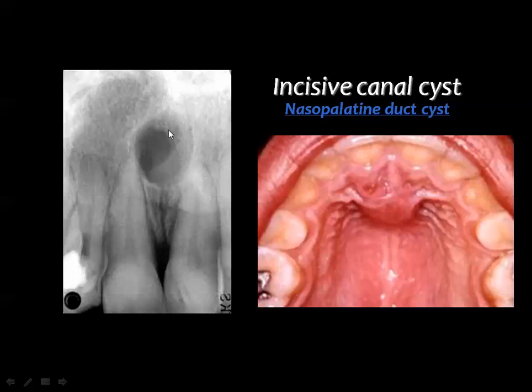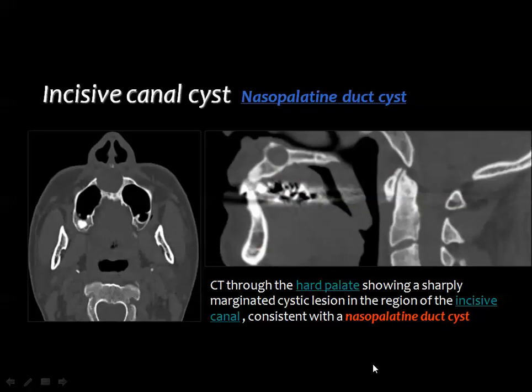This is also another example by CT in the sagittal and axial images. The cyst is midline, located in the anterior part of the hard palate, corresponding to the site of the incisive canal.